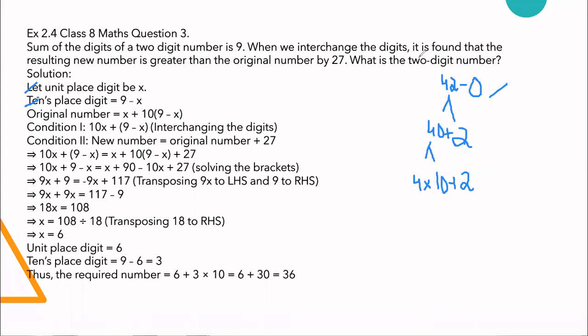So let's do it without any more time. In my tens place, I have 9 minus x, and in the ones place, I have x, right? Now, how can I break this down? 9 minus x plus x. This is how I can break it down as I did for 42. Now again I can break it down: 9 minus x should be multiplied with 10, right?